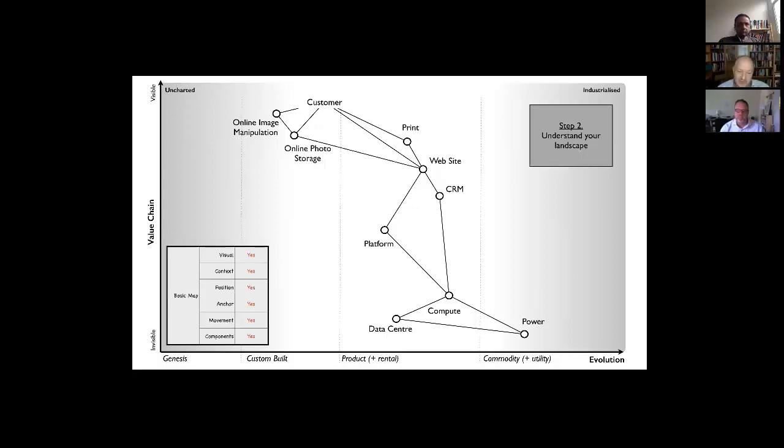The other thing you need to be able to see is movement. So how things can move in the map. And obviously there need to be components. So this is what a basic simple map looks like.